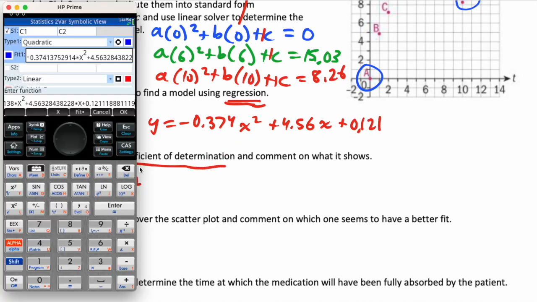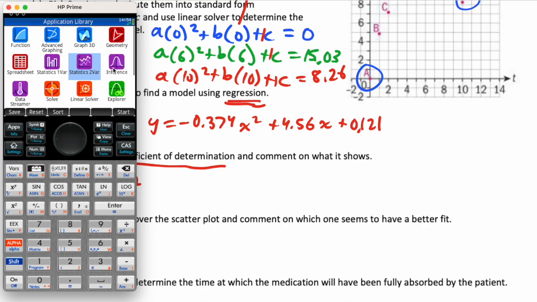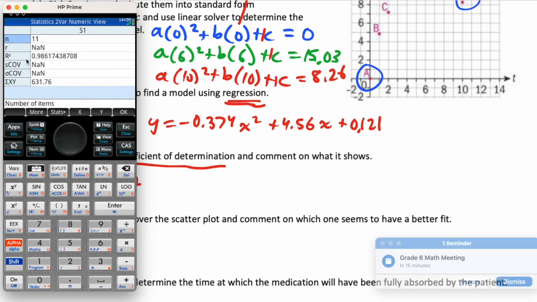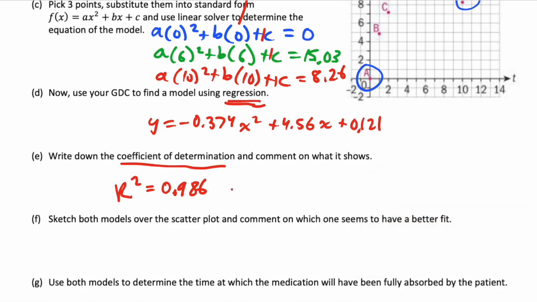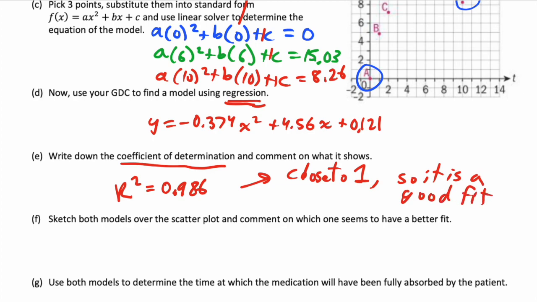The coefficient of determination is called r squared. I'm going to show you where that is. So back where we put in the data, here under stats, you have r squared is 0.986. Okay, so that's very close to 1. It's a good fit. Close to 1, so it is a good fit for the data.